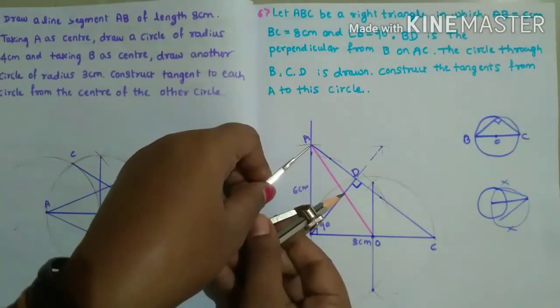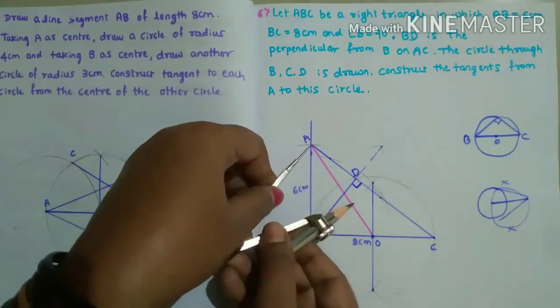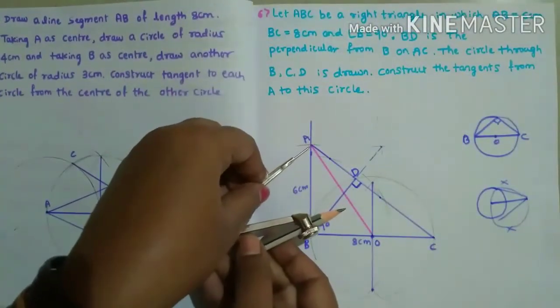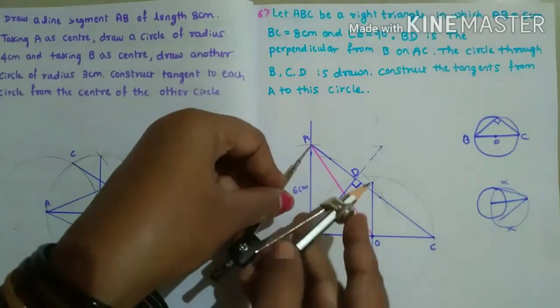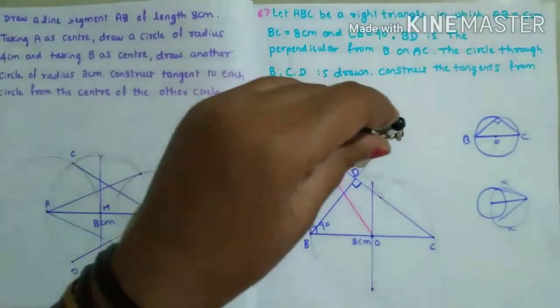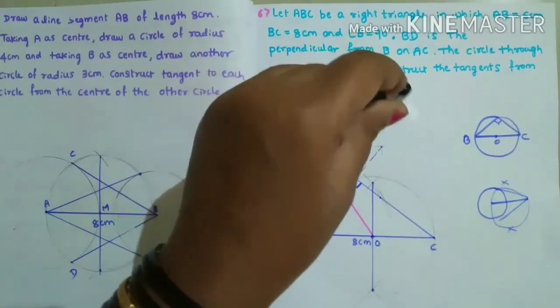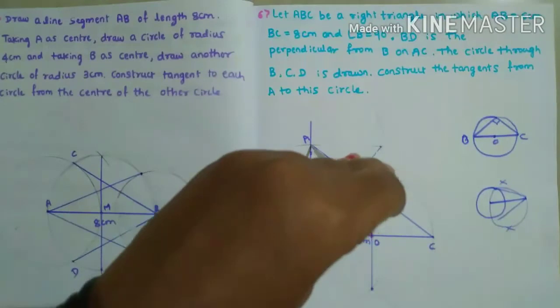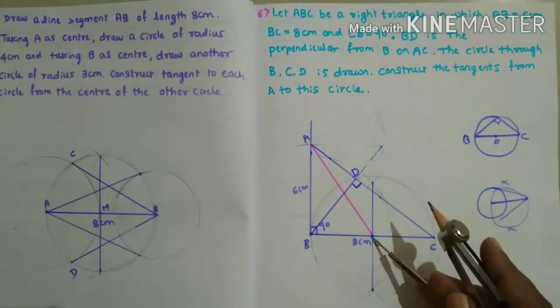I'll take more than half of OA, whatever the pink line is there. For that I'm taking more than half of it. I'll draw an arc, this arc, and I'll keep it here. I'm drawing it now. I'll keep it at O.